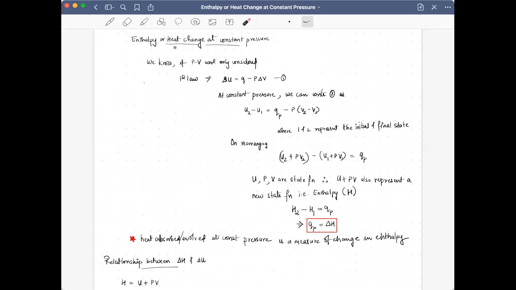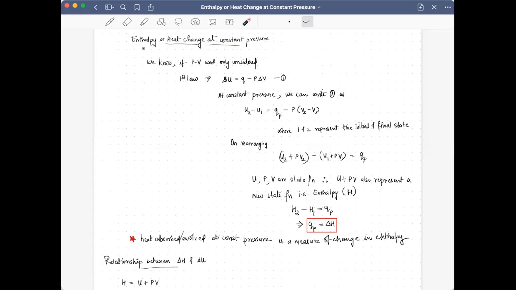In this video, we are going to talk about heat change at constant pressure. In the previous video, we talked about heat change at constant volume. In this video, we are going to focus on another aspect of heat change, that is at constant pressure. There it was equal to internal energy, but in this case, it is equal to enthalpy.